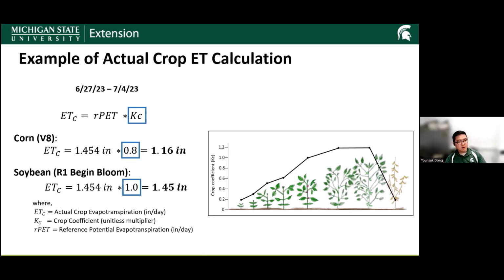If your soybean is at the R1 stage, then the crop coefficient is 1, so basically the same as the reference ET. So we got 1.45 inches. I believe the 1.454 is from the Constantine weather station. The weekly water uptake for soybean during June 27th to July 4th is 1.45. If you're in a different location, you use a different weather station to get the reference ET.